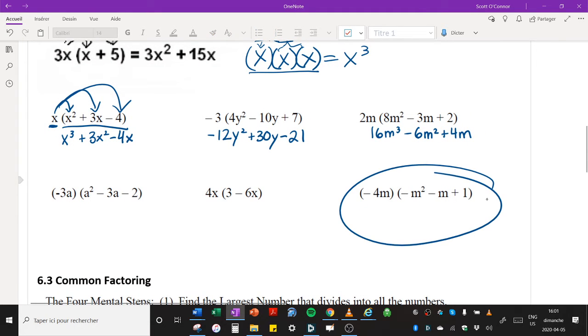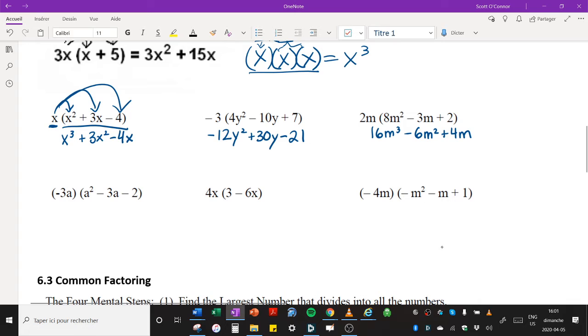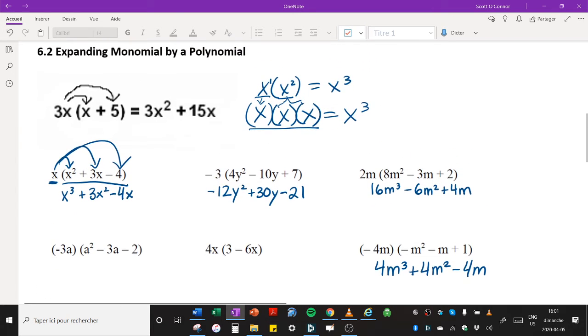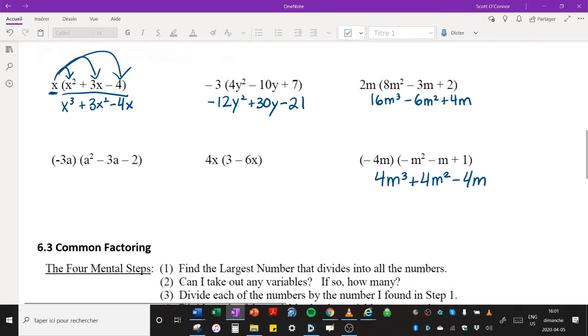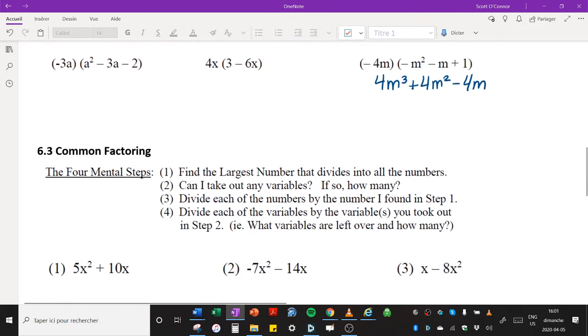Actually, maybe I'll do this one with you right here, just a little trickier, and you can do the others on your own. Negative 4m times negative m squared gives me positive 4m to the power of 3. Negative 4m times negative m gives me positive 4m squared. Negative 4m times 1 gives me negative 4m. Alright, and so you can work on those other ones, and any questions related to expanding a monomial by a polynomial that are posted on Google Classroom.